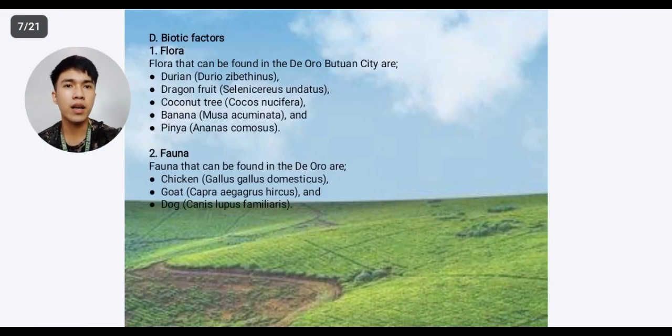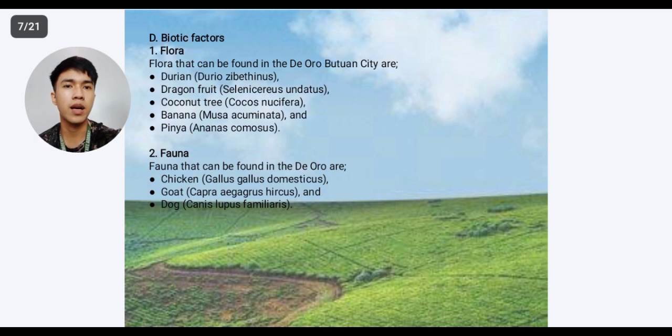Next is biotic factors. Number 1, flora. Flora that can be found in the Oro Butuan City are durian, scientific name Durio zibethinus, dragon fruit, Selenicereus undatus. Next is coconut tree, Cocos nucifera, banana, Musa acuminata, and pineapple, Ananas comosus.